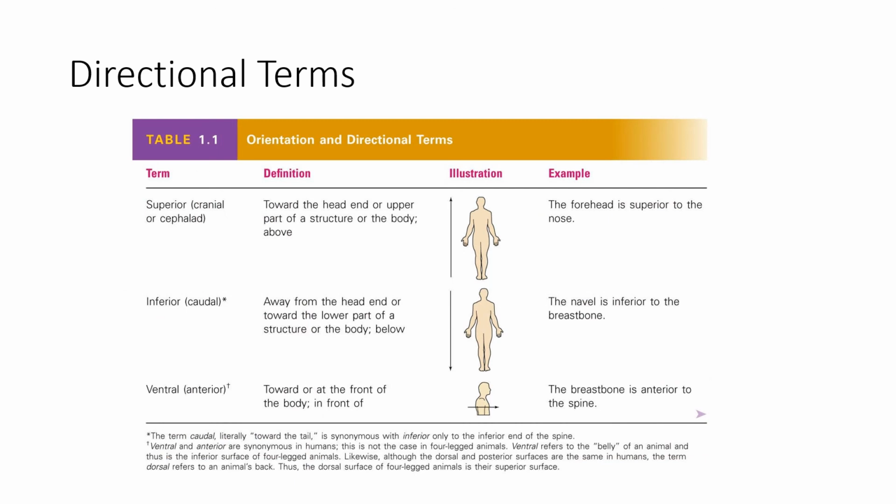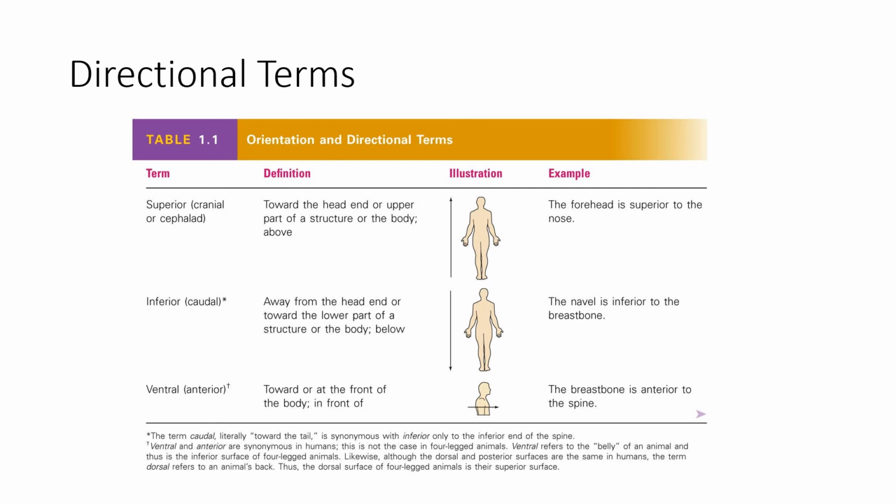I've referenced some of these terms already, but these are directional terms that give you reference to where something is in the body in relation to something else oftentimes. Some of them are a little interchangeable. For example, our first one is superior. Superior means towards the head end or upper part of a structure or the body, above. An example would be the forehead is superior to the nose because the forehead is above the nose.